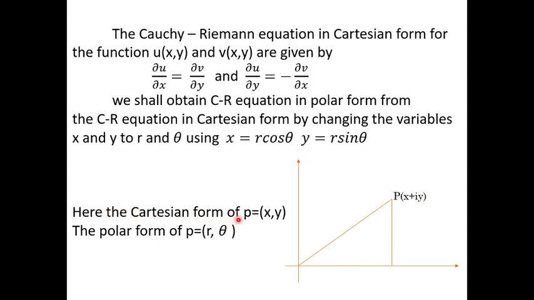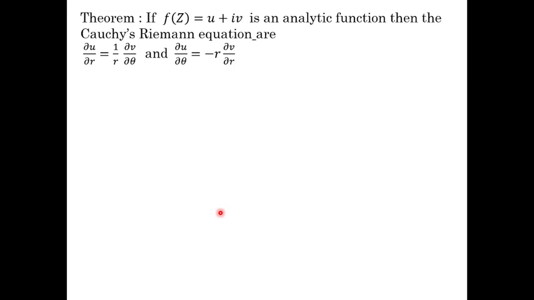We know that the polar form coordinates are r and theta. Now we cannot put x is equal to r and y is equal to theta directly, because we cannot write P of r plus i theta. Therefore, we use the substitution x is equal to r cos theta and y is equal to r sin theta, and then we find P of r comma theta. That is the polar form. Now, we discuss how to find the polar form of the CR equations.